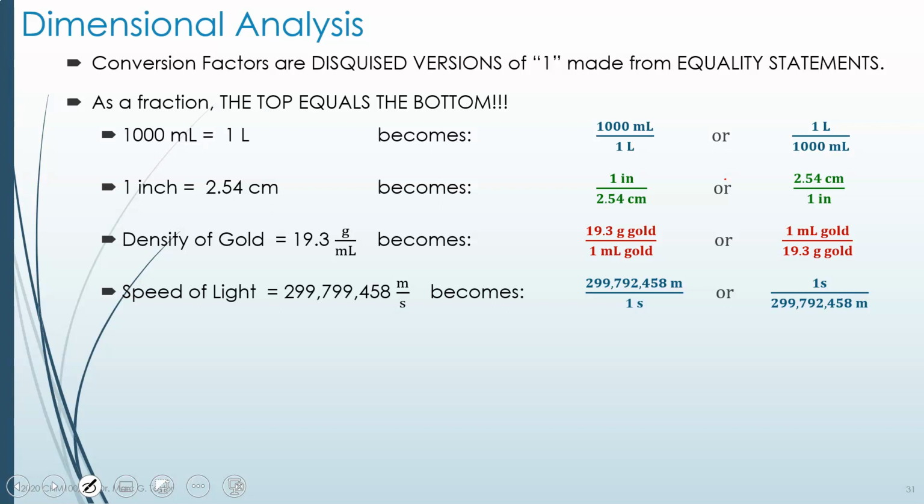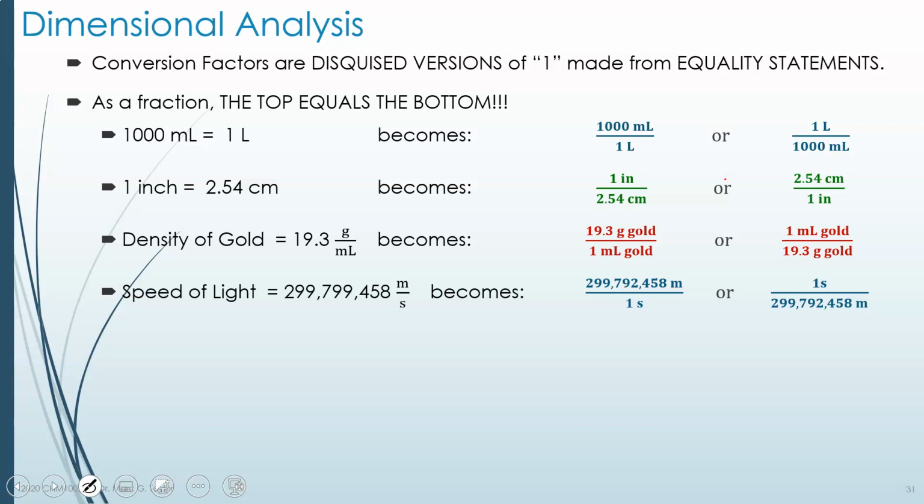And by the way, in every one of these cases, if you look at the unit in the top and the unit in the bottom, or vice versa, these conversion factors allow you to convert one of the two units into the other of the two units. So if somebody gives you this 19.3 grams per mil, you know that you can use that to convert grams to mils, and you know that you can use it to convert mils to grams.